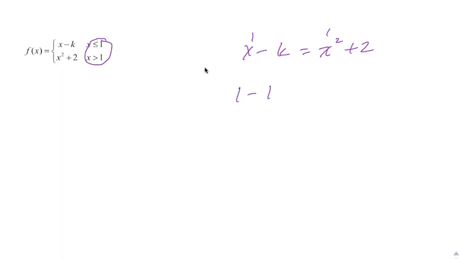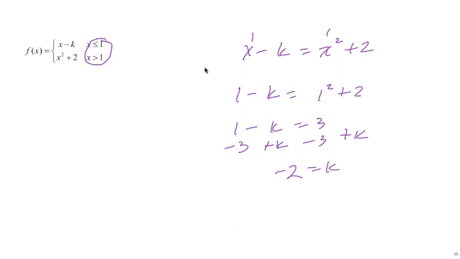So we're going to get 1 minus k equals 1 squared plus 2. 1 minus k equals 3. Do a little math. Plus k, minus 3, minus 3. Negative 2 equals k. So that's a value of k such that these two things are continuous.